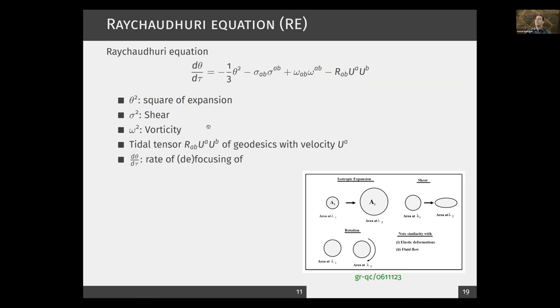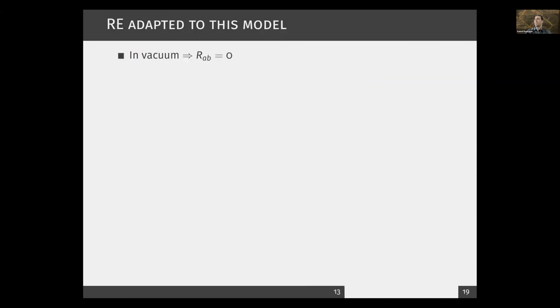And on the left-hand side, you have the rate of change, or rate of focusing or defocusing, of these congruences of geodesics with respect to the proper time. Okay, so as you see here, these three terms that have a negative sign contribute to focusing. Only vorticity contributes to defocusing, and that's because of the attractive nature of gravity. And immediately you can qualitatively see why singularities form in GR. So in our model, we don't have any matter.